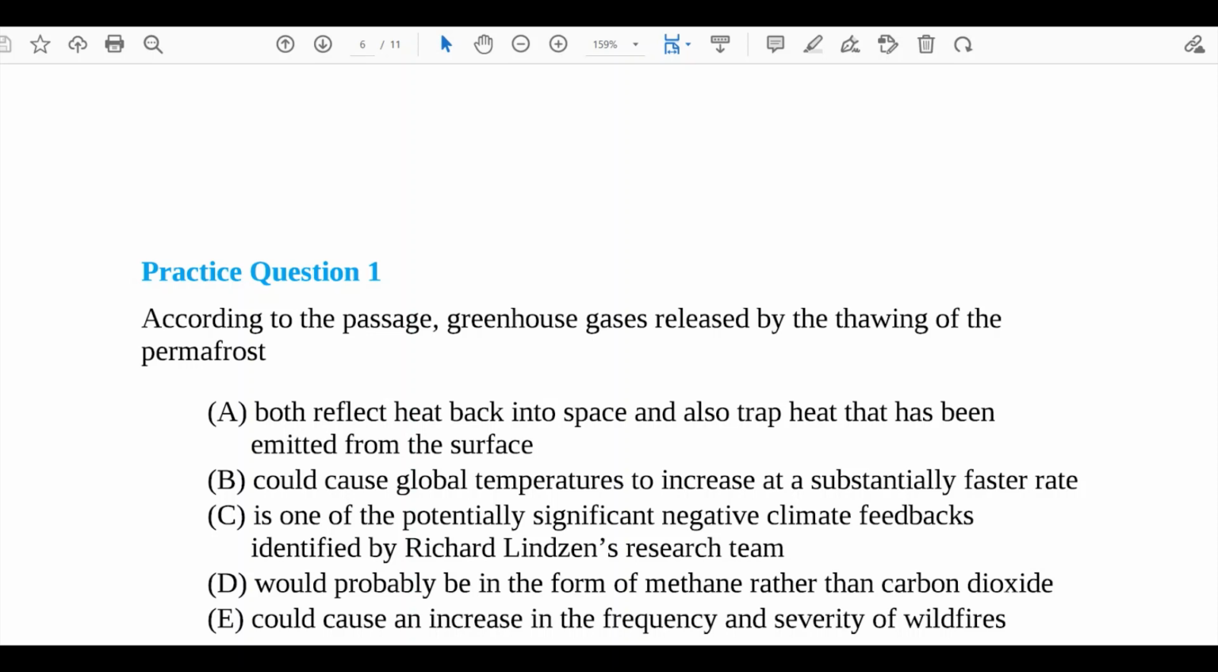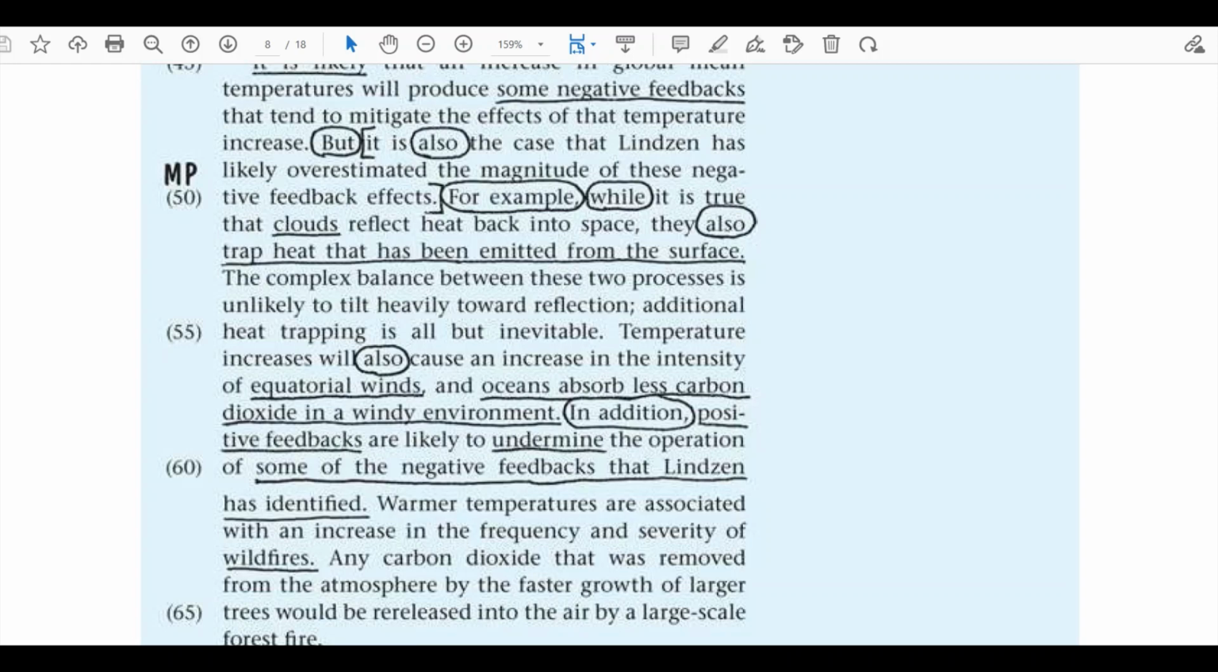Okay. As for choice A, both reflect heat back into space and also trap heat that has been emitted from the surface. Nothing in the first paragraph talks about the reflecting and trapping of heat. This choice is taken from the discussion of clouds at lines 51 to 55. Here it is. Clouds reflect heat back into space, but they also trap heat that has been emitted from the surface. The complex balance between these two processes is unlikely to tilt heavily toward reflection. Additional heat trapping is all but inevitable.